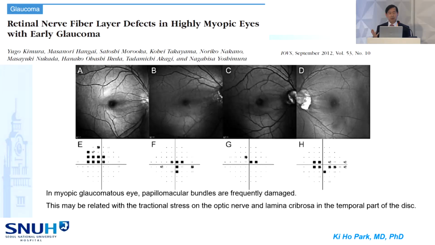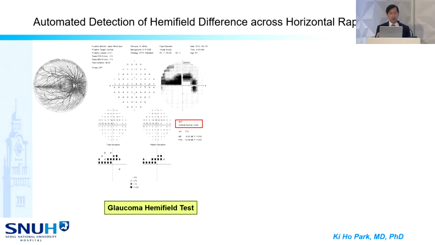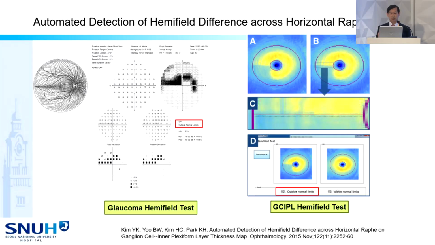And the Japan group has shown that in highly myopic eyes, papillomacular bundle defect is quite frequent. This may be related to the tractional stress on the optic nerve head and lamina cribrosa in the temporal part of the disc. And also, as we use the glaucoma hemifield test to diagnose glaucoma, similarly, we can use a GC-IPL hemifield test, and we can compare the superior and inferior ganglion cell inner plexiform layer. And we call that the temporal raphe sign positive.